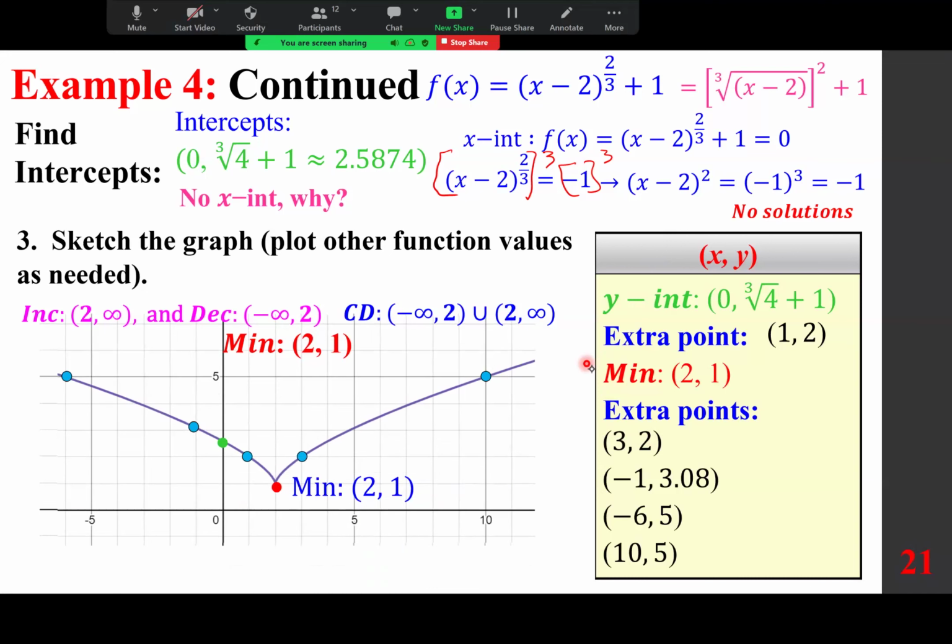Putting them together. So what do we notice? A couple of things. Number one, this minimum is not only a local minimum, it is also an absolute minimum equals 1 at this pair. Number two, we notice the function is decreasing from negative infinity to 2, increasing from 2 to infinity. We also notice that the graph of the function is concave down from negative infinity to 2, union 2 to infinity. But we do not have an inflection point.